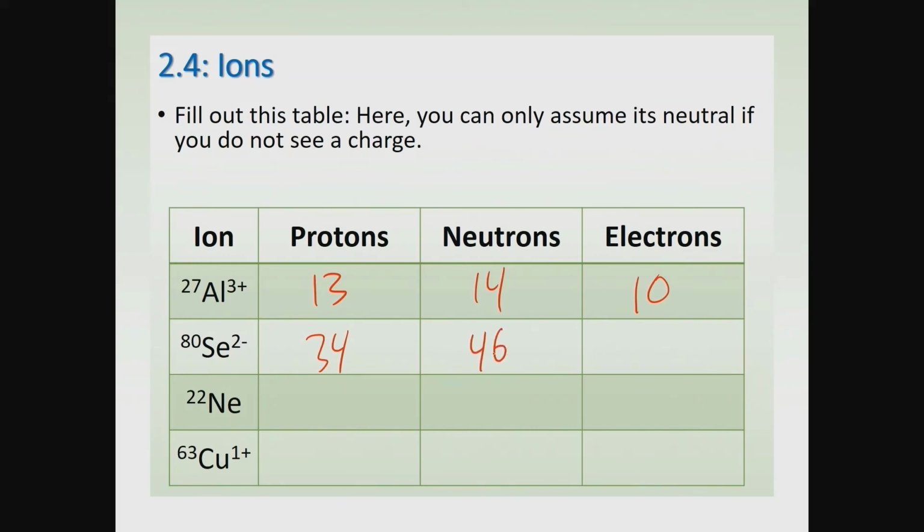Okay, now how about the electrons? Again, this is not a neutral atom as indicated by the 2 negative charge, so it has an excess of electrons. So normally in a neutral atom, because it has 34 positive charges, it would have 34 negative charges, but we have an excess of electrons. So there's 2 more than 34, so it should be 36 electrons.